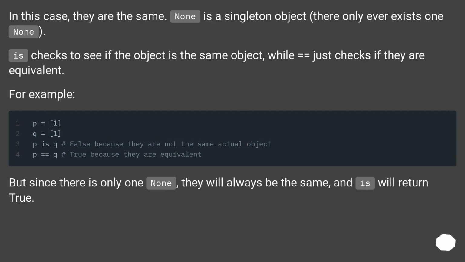In this case, they are the same. None is a singleton object. There only ever exists one None. "is" checks to see if the object is the same object, while "==" just checks if they are equivalent. For example. But since there is only one None, they will always be the same, and "is" will return True.